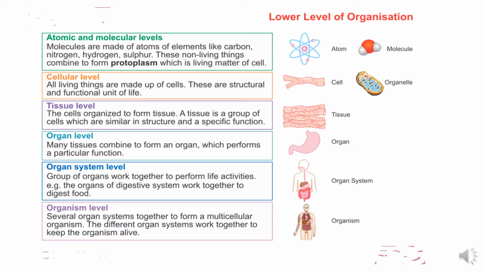Organ level: many tissues combine to form an organ which performs a particular function. Organ system level: a group of organs work together to perform a vital activity. For example, organs of the digestive system work together to digest food. Organism level: several organ systems together form a multicellular organism. The different organ systems work together to keep the organism alive.